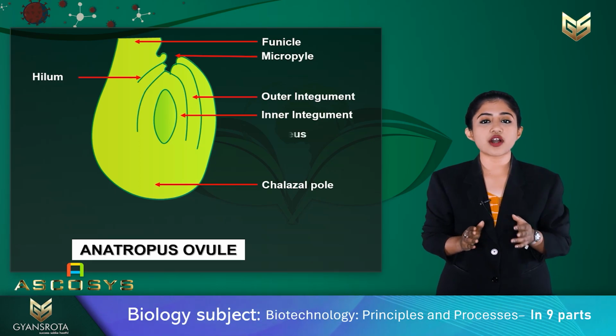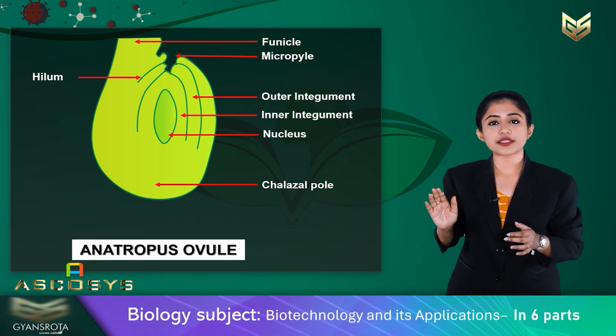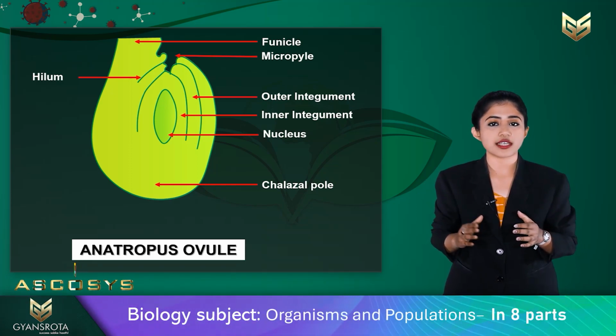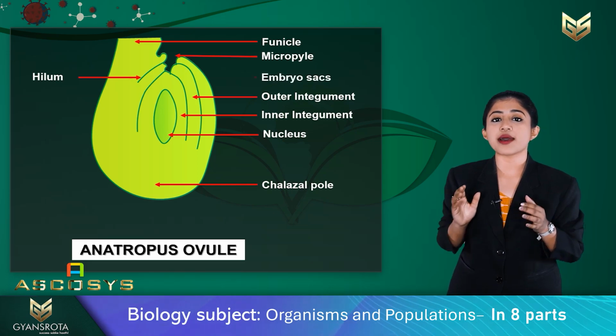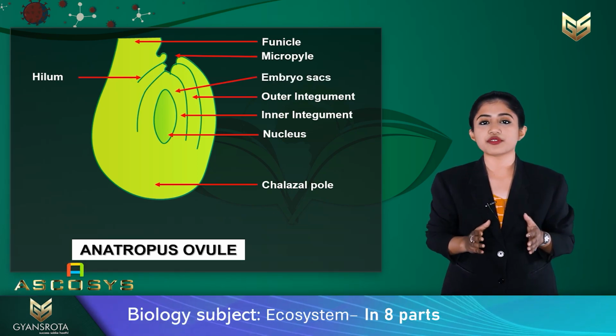And the next one is called the nucellus. Nucellus is rich in food reserve and is present inside the integuments. These integuments are enclosing the nucellus. And inside this nucellus is the embryo sac. This embryo sac is the main female gametophyte.